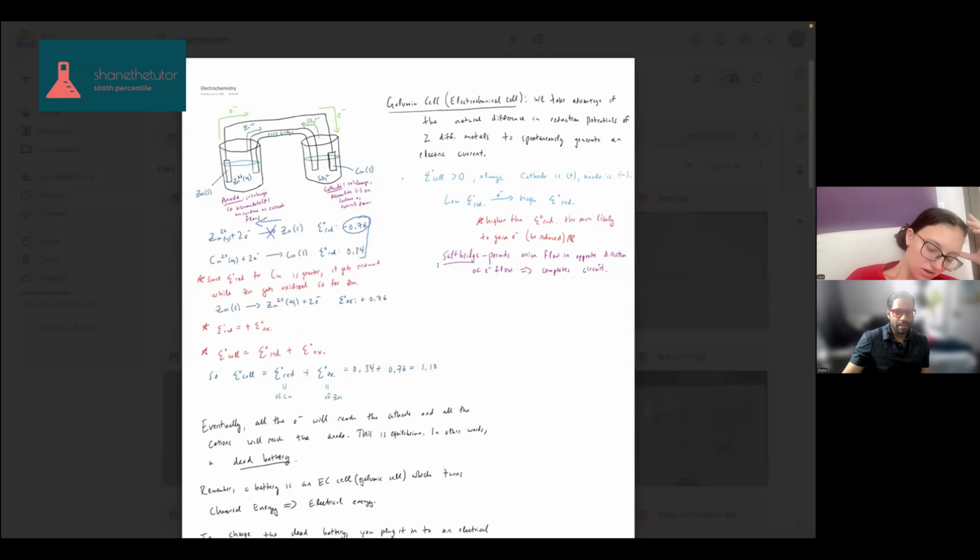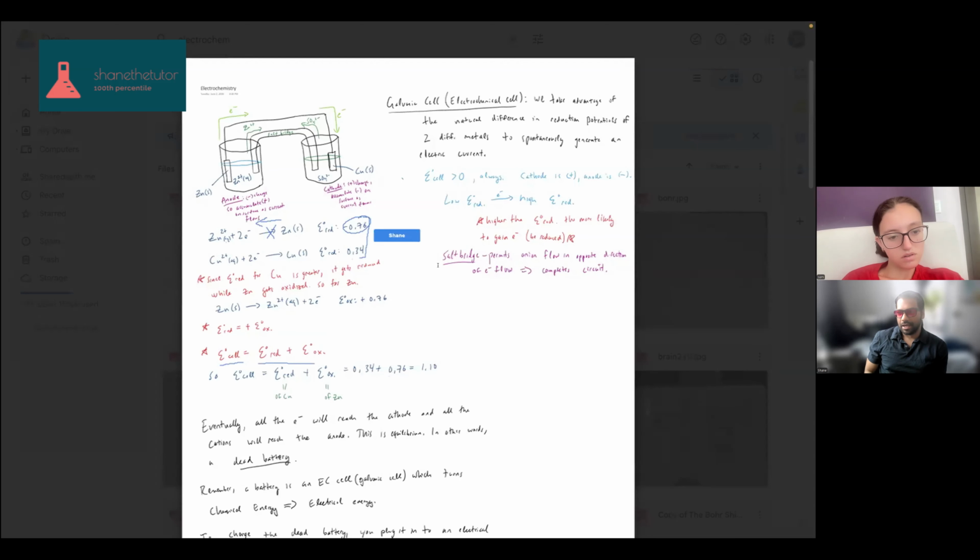And then the cell potential, the one for the entire cell, is the sum of the reduction potential and the oxidation potential. And so the cell potential here is going to be 0.34, which is the reduction potential of copper, plus positive 0.76, which is the oxidation potential of zinc, and that gives you 1.1.